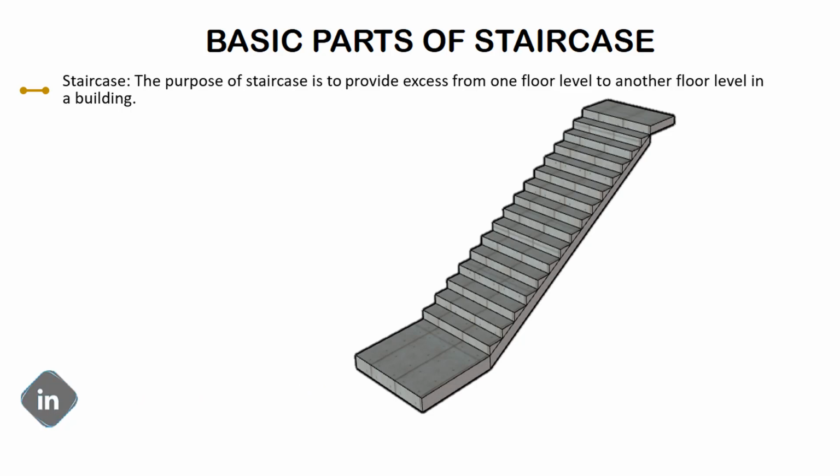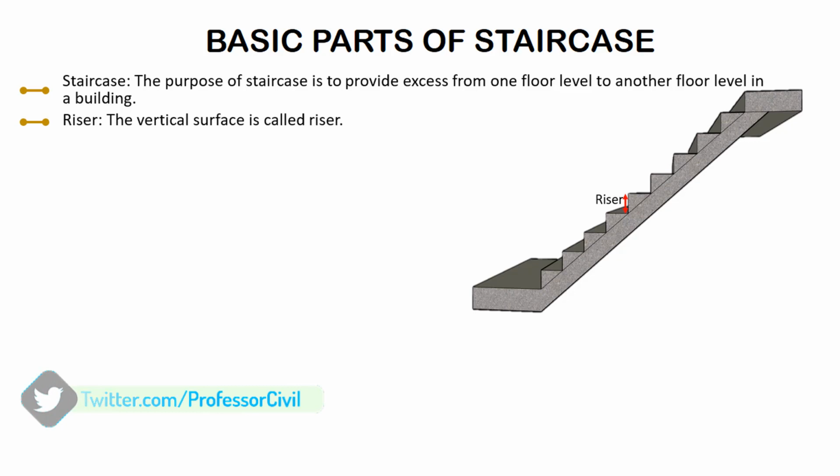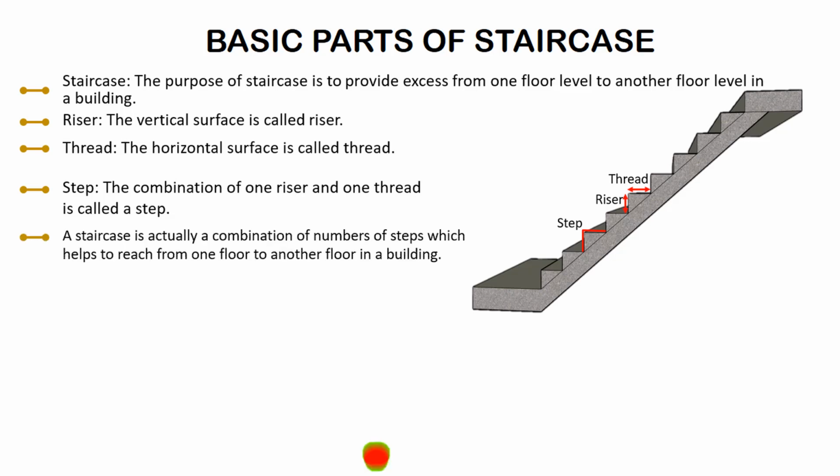So let's take a section of a staircase, and with the help of that let's discuss the various parts of a staircase. As you can see, the vertical distance which is covered in one step is called riser, and the horizontal distance which is covered in one step is called thread, and the combination of one riser and one thread is called a step. So now we can also say that a staircase is actually a combination of a number of steps which helps to reach from one floor level to another floor level in a building.